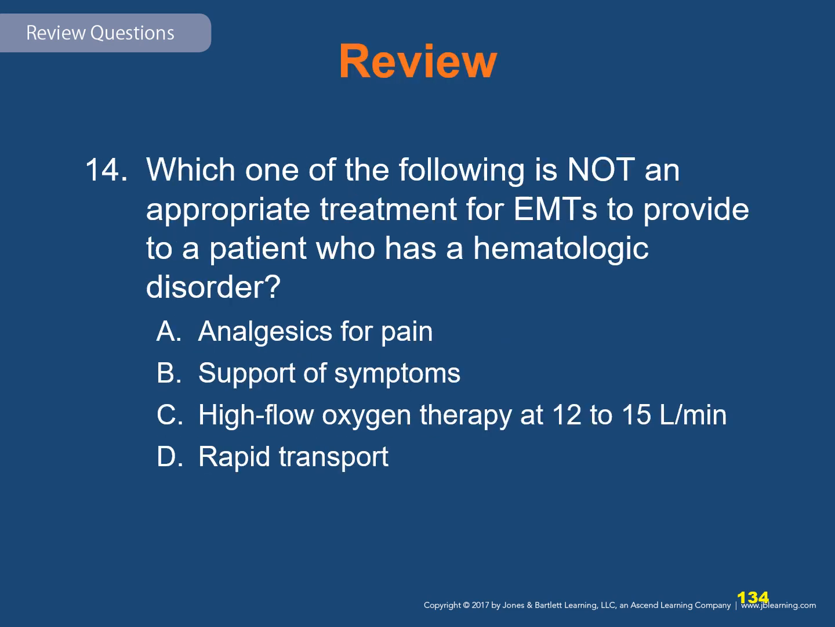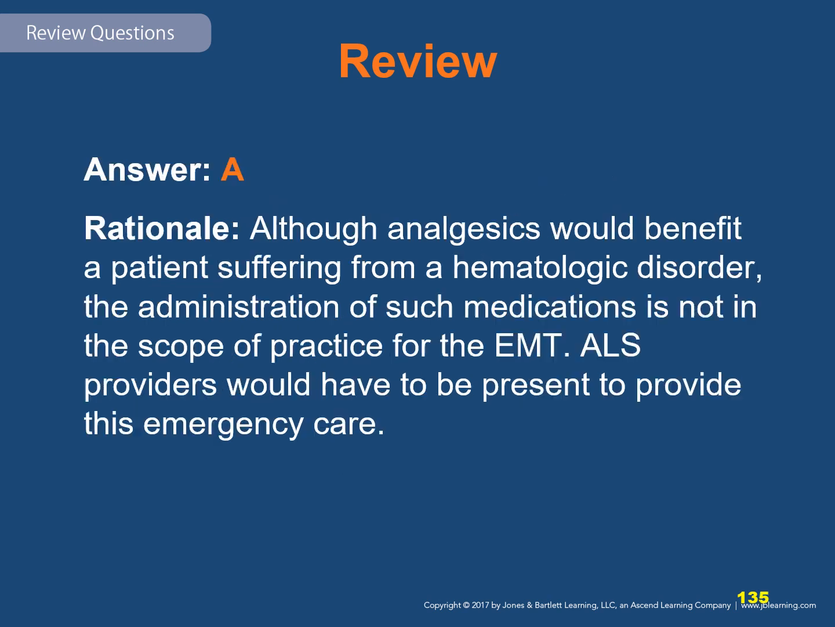14. Which one of the following is not an appropriate treatment for EMTs to provide to a patient who has a hematologic disorder? A, analgesics for pain. B, support of symptoms. C, high flow oxygen therapy at 12 to 15 liters per minute. Or D, rapid transport. This one should be very straightforward also. And it's A. Although analgesics would benefit a patient suffering from a hematologic disorder, the administration of such medications is not in the scope of practice for an EMT. ALS providers would have to be present to provide that type of emergency care.